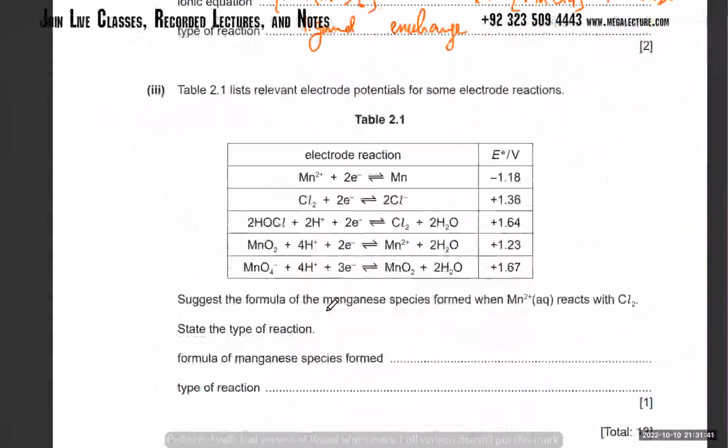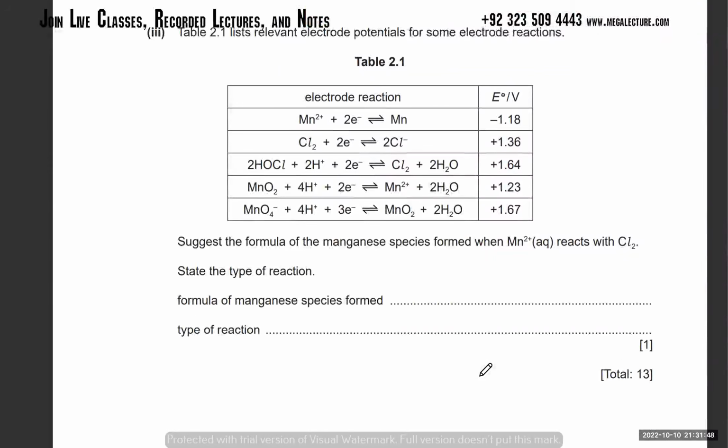Now we've got this reaction. It suggests the formula of the manganese species formed when Mn2+ reacts with Cl2, and asks us to state the type of reaction. So we've got a reaction of Mn2+ with Cl2. What I'm going to do is write down all reactions involving Mn2+. Wherever I see Mn2+, I'll write that reaction. And Cl2, where is Cl2? We've got 2 reactions for Cl2, and 2 reactions for Mn2+. Is that clear?